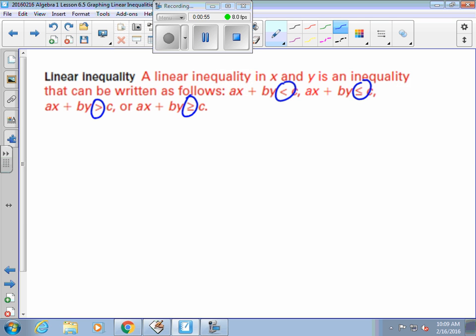Again, we know three different forms of an equation, which means we also know three different forms of an inequality. We know slope-intercept form, we know point-slope form, and we know standard form, which is what's shown here.